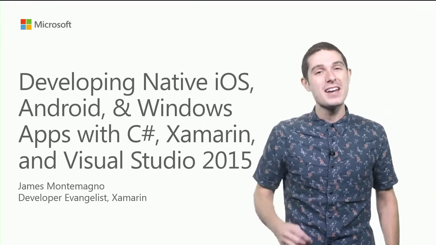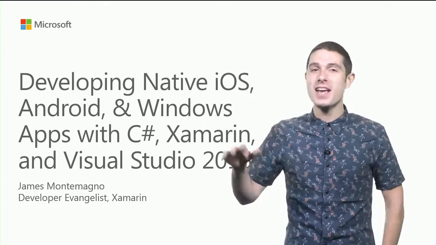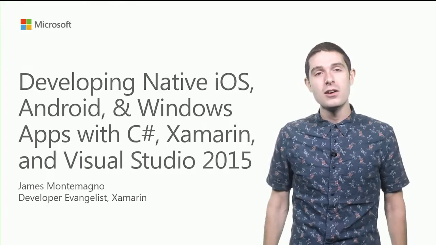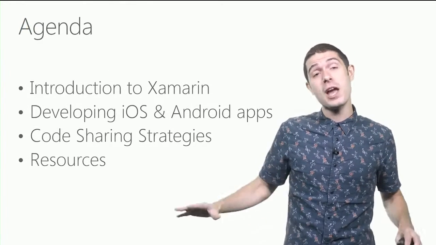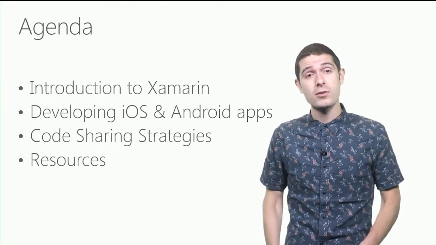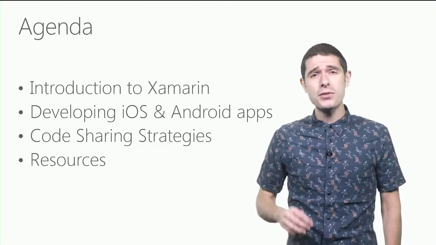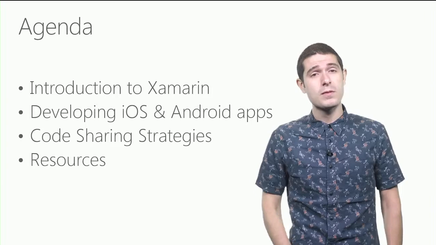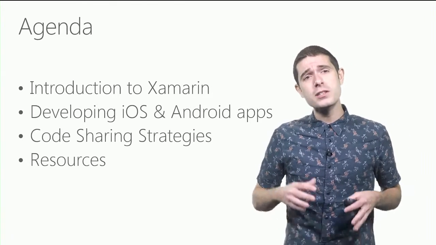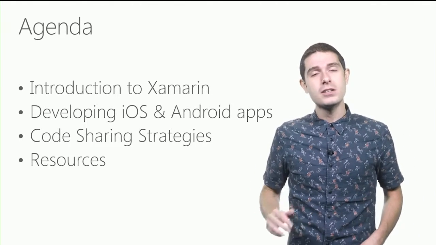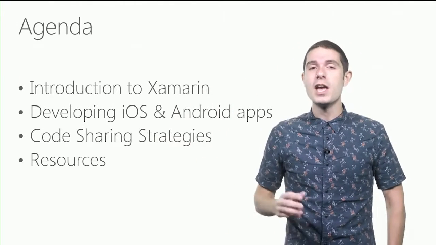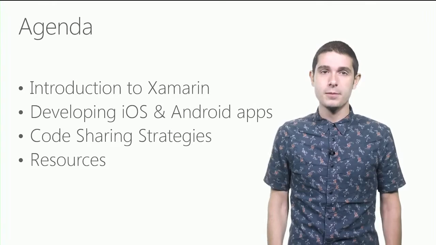Leverage your C# and .NET skills to build native iOS, Android, and Windows applications with Xamarin and Visual Studio 2015. First, we'll take a look at the entire Xamarin platform and everything Xamarin has to offer. And we'll see just how to build out those native iOS and Android apps all in C# inside of Visual Studio 2015. And also we'll take a look at some popular code sharing strategies to leverage 50, 60, 70% more of code across all platforms. And of course, I'll show you just where to get started.